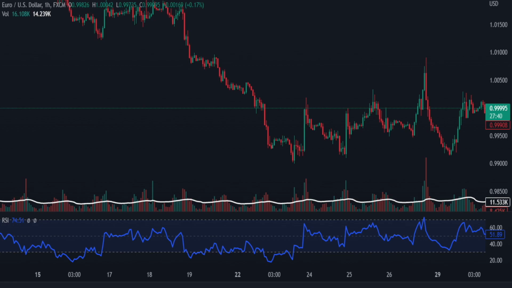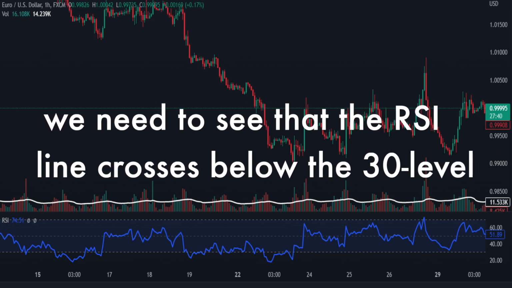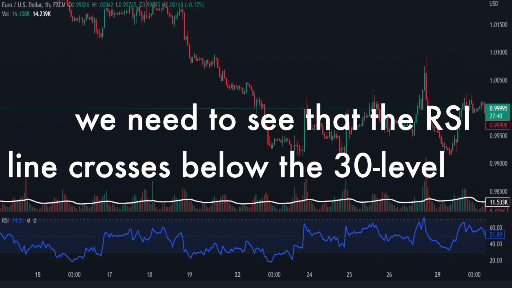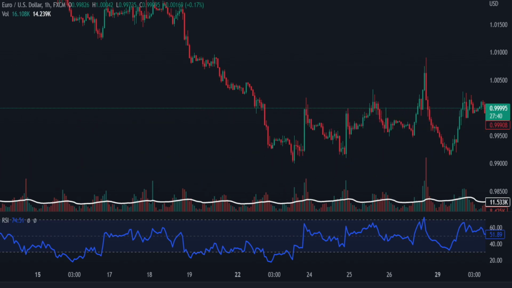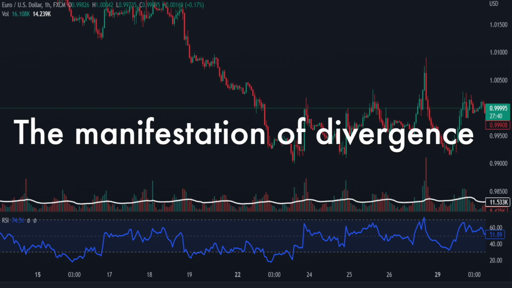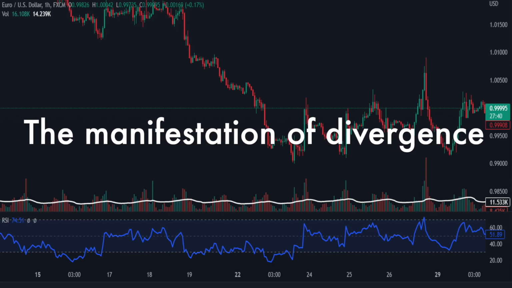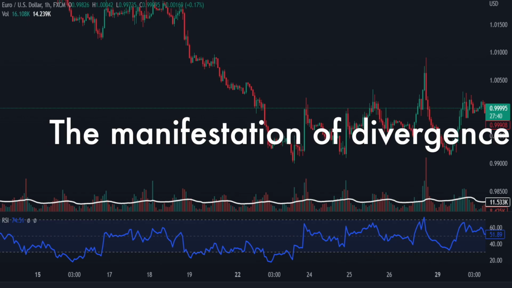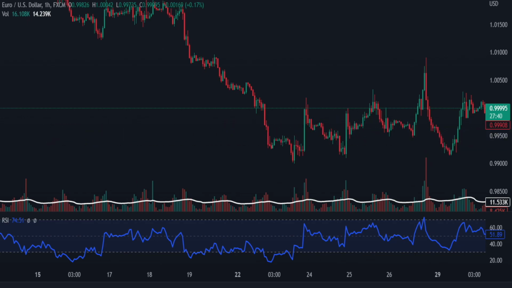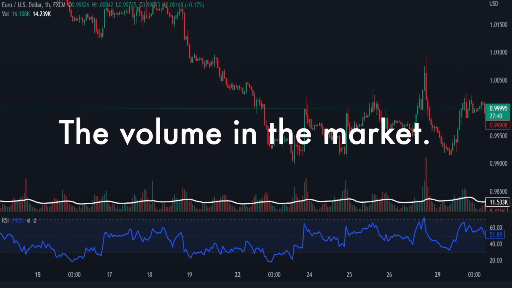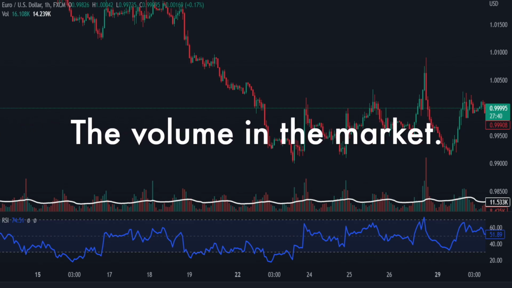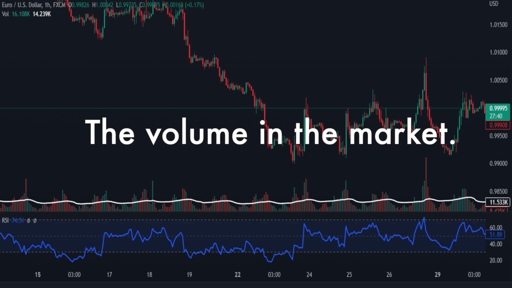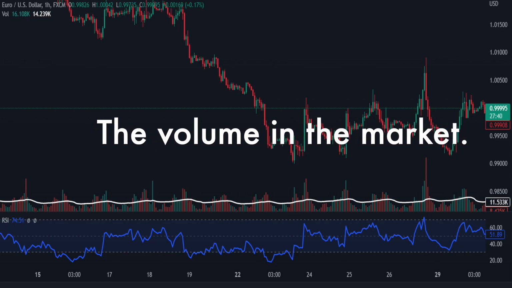For taking a long position, first, we need to see that the RSI line crosses below the 30 level. The second confirmation that we are looking for is the manifestation of divergence. A bullish divergence should appear before the RSI line crosses above the 30 level threshold. The third confirmation will be the volume in the market. The volume should be strong. It shows that there is a substantial volume in the market that will guarantee an upside move.